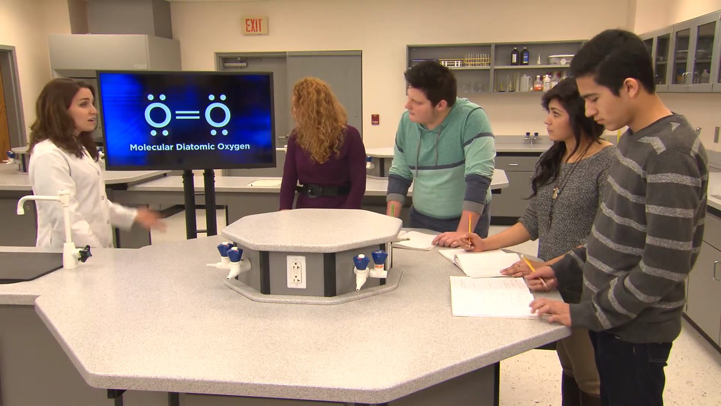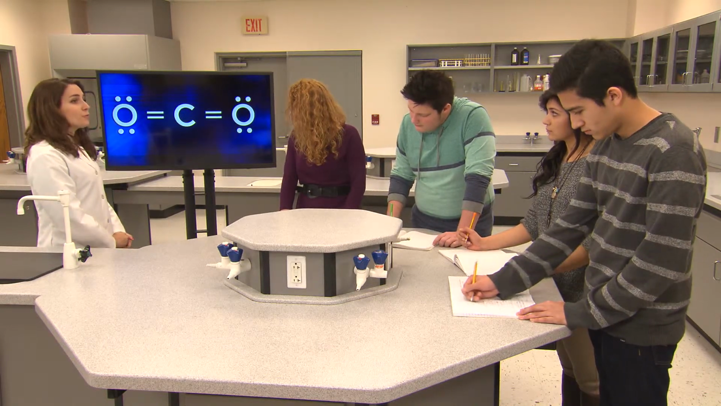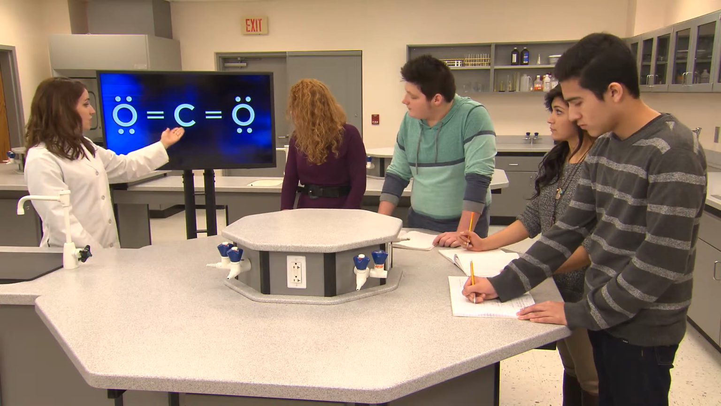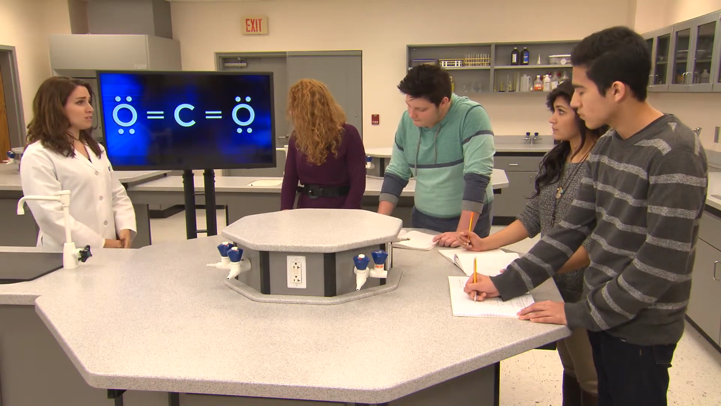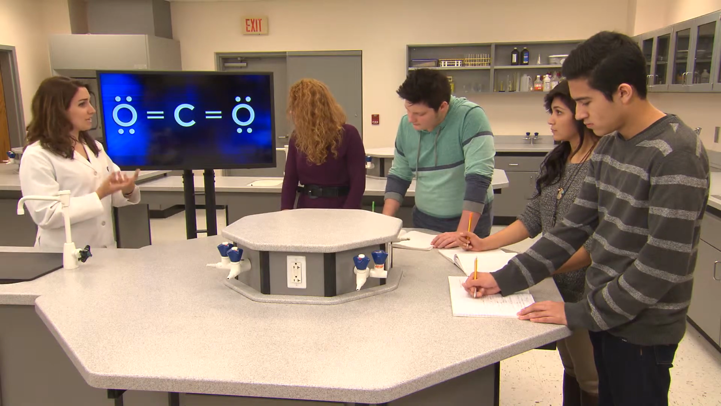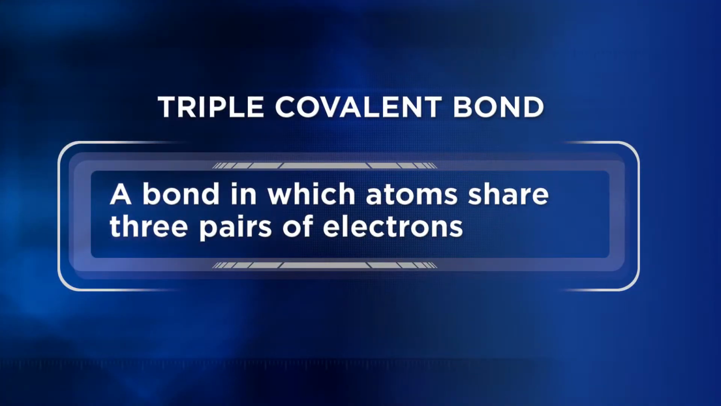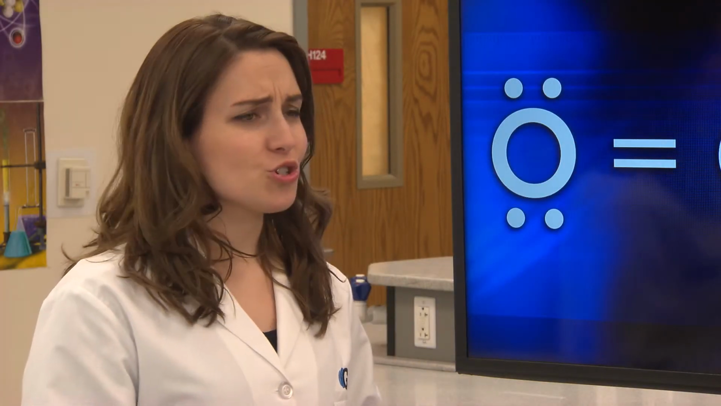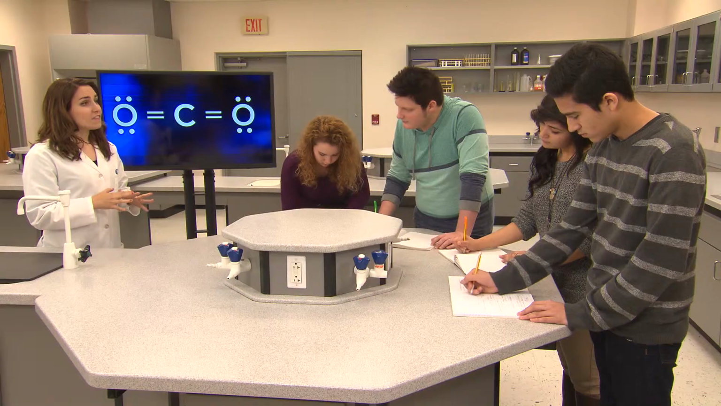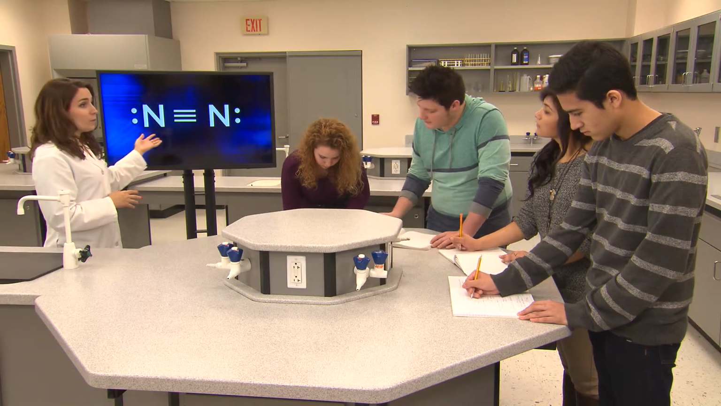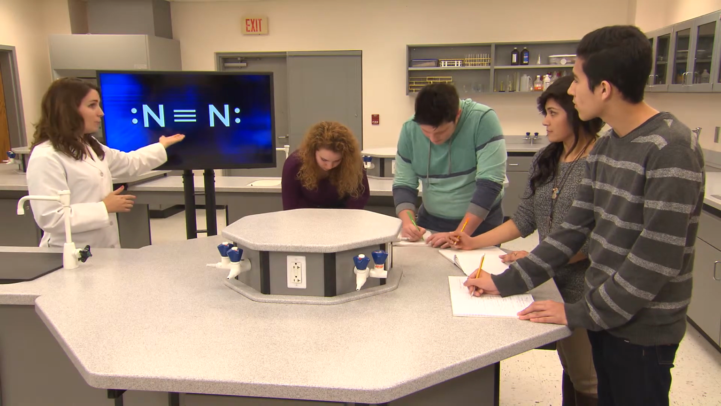Or take carbon dioxide, CO2. That's another familiar compound that has 2 double covalent bonds. Double bonds are stronger than single bonds, but less stable. So what do you think a triple bond would be? A bond that shares 3 pairs of electrons. You got it. Nitrogen is one of the elements that can form a triple covalent bond. These bonds are strong but very unstable. The nitrogen molecule is an example of a molecule that contains a triple bond.